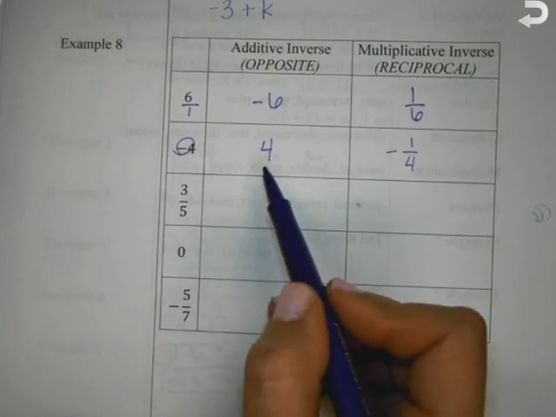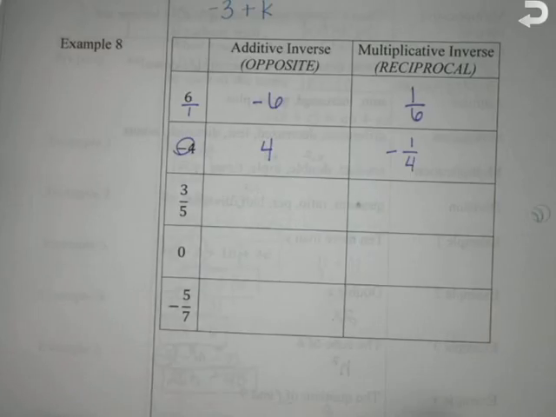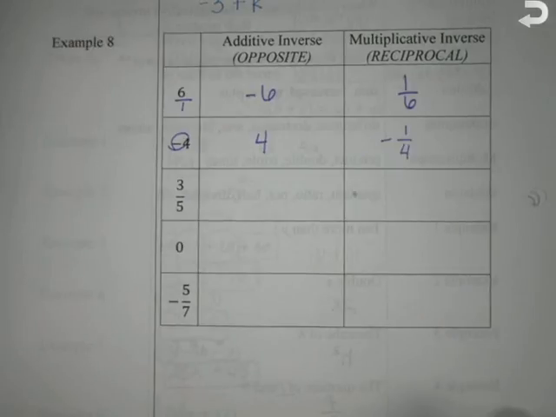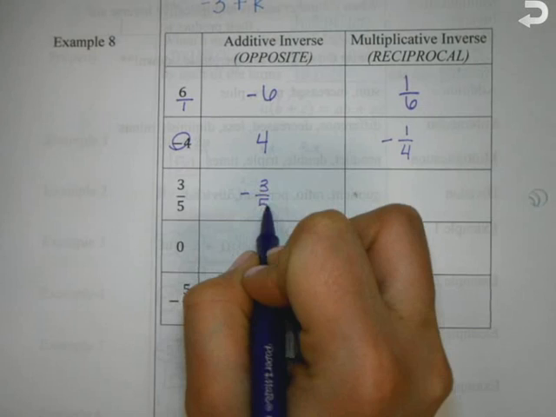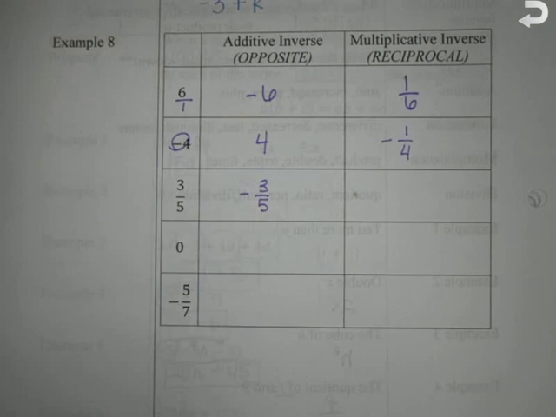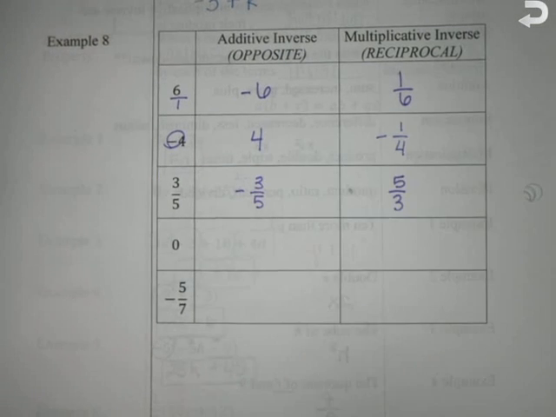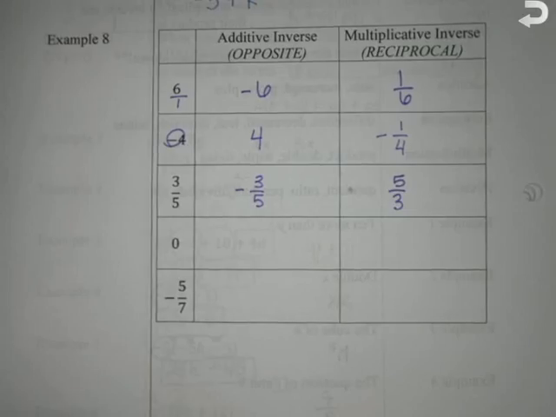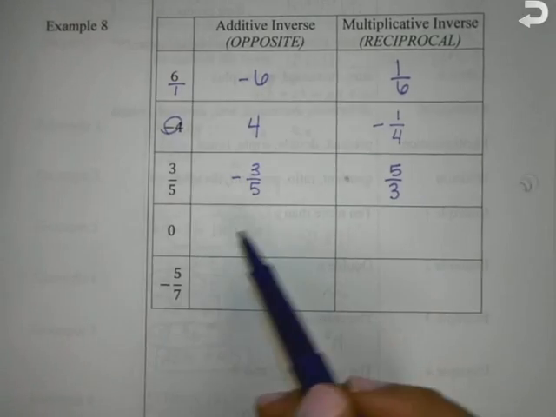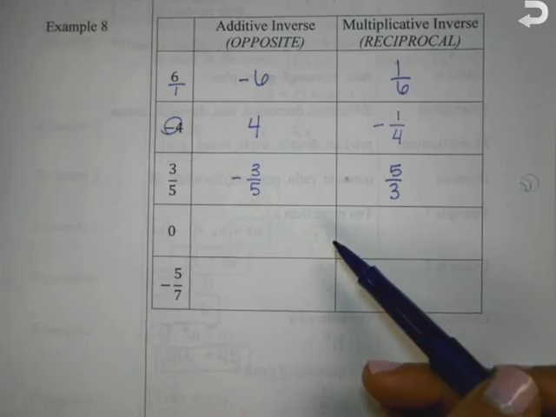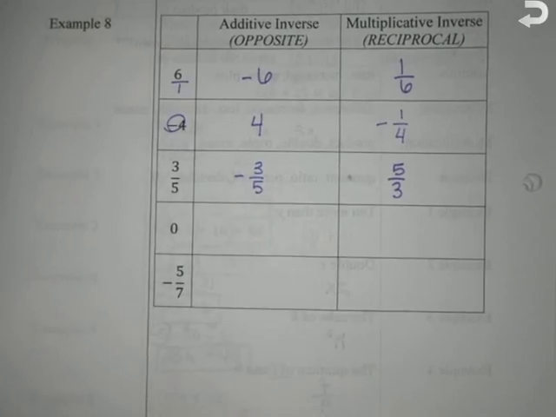Okay, 3/5. Additive inverse of 3/5. Negative 3/5. Multiplicative inverse of 3/5. 5 over 3. So additive inverse, we change the sign, keep everything else. Multiplicative inverse, we flip the number and keep everything else. What's the additive inverse of 0? 0. 0 is neither positive or negative.